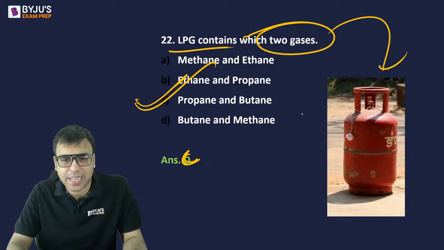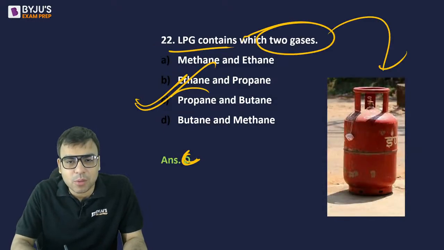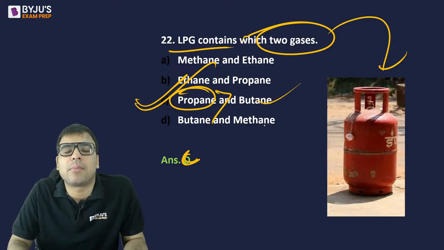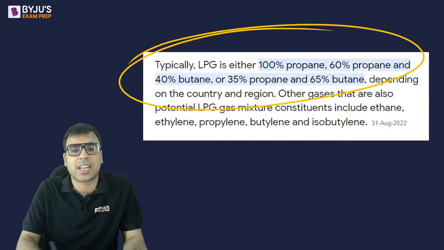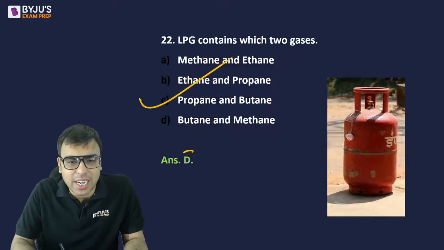Propane and butane is the right answer to this question. ठीक है, just have an idea. Especially propane ज़्यादा होता है. Mostly propane is there, and then butane is in small amount and all. है ना? Generally ऐसे ही होता है. Okay, so C is the right answer here.